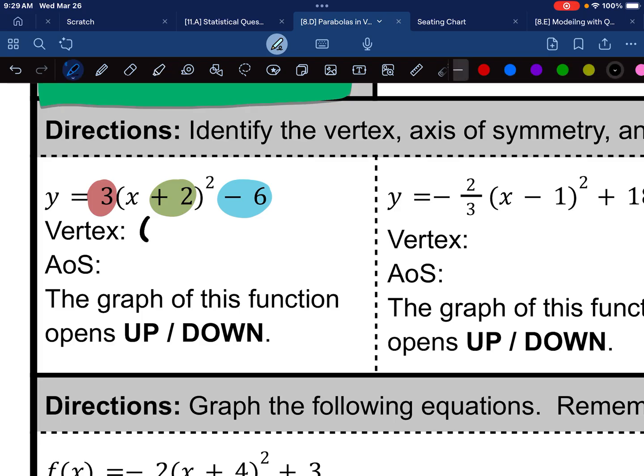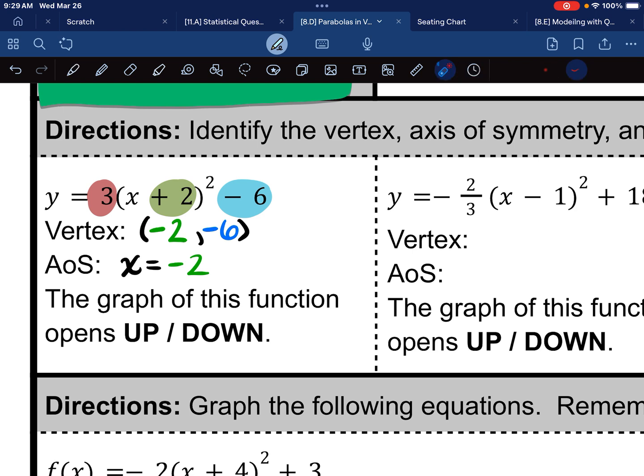So remember, the vertex is always an ordered pair. I'm going to take a look at this h value. It's a positive 2, so I flip the sign of it when I write the vertex, and I'm going to put a negative 2. Now the k value is this negative 6 out here, and it keeps its sign. For the axis of symmetry, you always have to write x equals, and then whatever number I put for h in the parentheses for the vertex, that's what I put for my AOS.